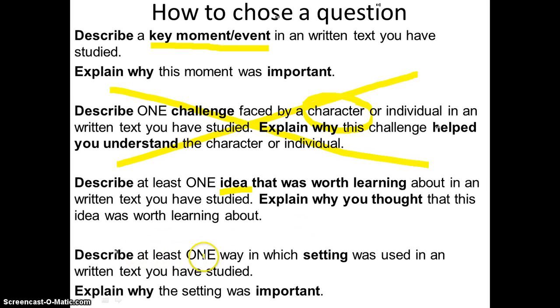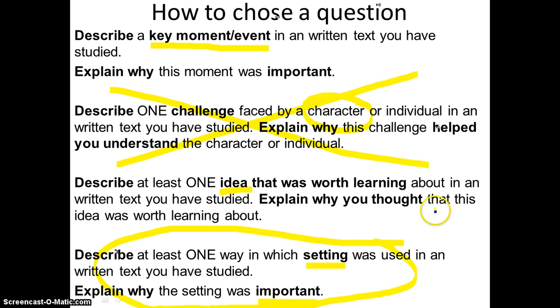Okay, finally, describe at least one way in which setting was used in a written text you have studied. Explain why the setting was important. Now, this one has a lot of potential. If you think about it, the whole purpose of this poem is exposing the setting of war. So this is the example that I'm going to use for this tutorial. However, this one could work for this poem, and so could this one. So you can see that you actually could have a lot of options here. It's all about working out what is right for you. But that setting question, that's the one we're going to work on for this tutorial.